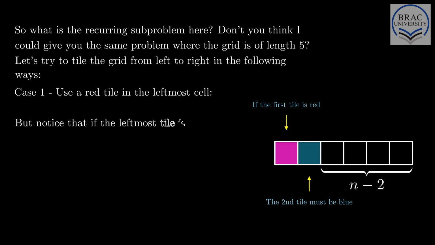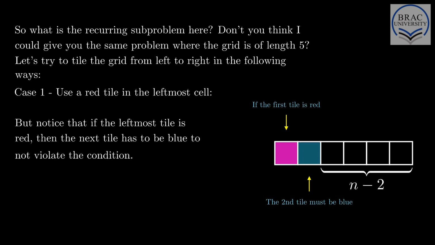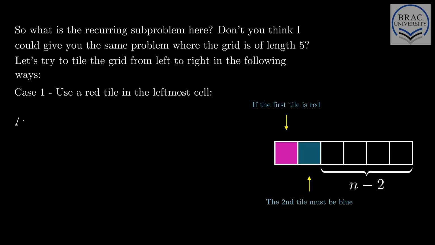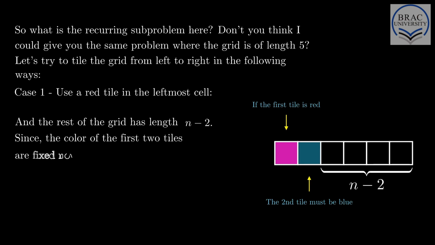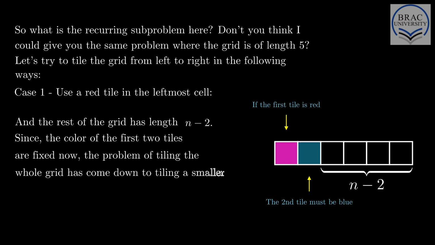In this case we have already determined the leftmost two cells. So now we have n minus 2 more cells to color. x_n means the number of ways we can color a grid of length n, so we can color the grid which is of length n minus 2 using x_(n-2) ways. So in this case the number of colorings is x_(n-2).